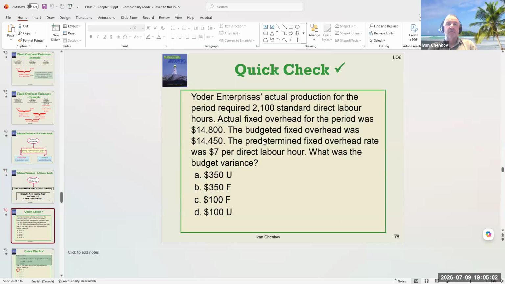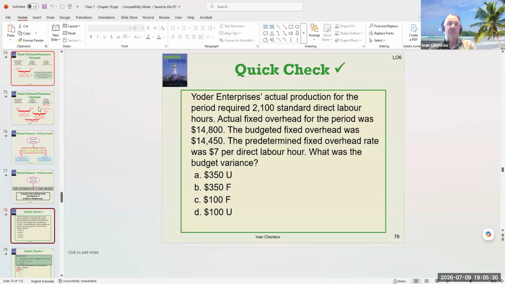So let's do this question quickly. The actual production for the period required 2,100 standard direct labor hours. The actual fixed overhead for the period was 14,800. The budget fixed overhead was 14,400. Predetermined fixed overhead rate was $7. What was the budget variance?